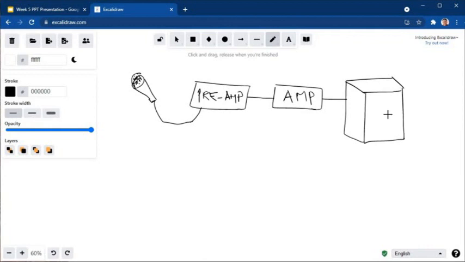Okay, so that's how usually an audio system is. Did I draw a speaker or a face? Let's take this as a speaker.